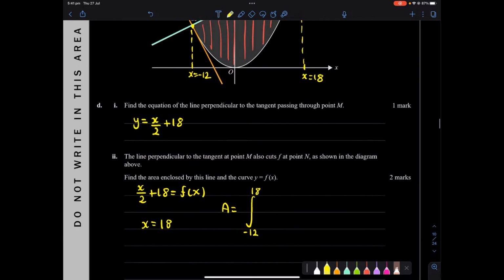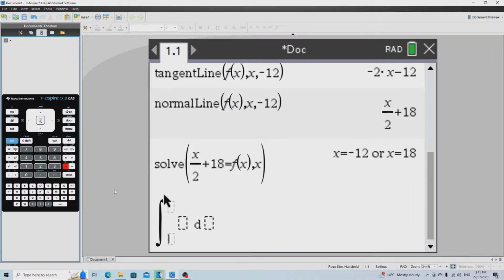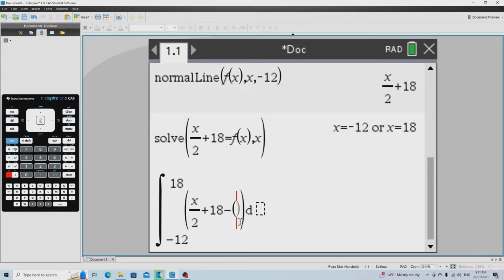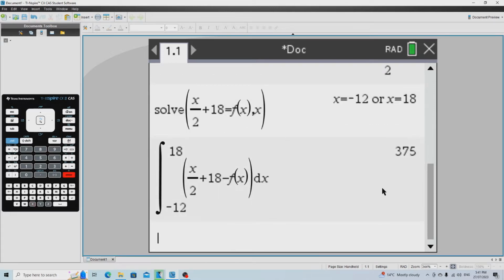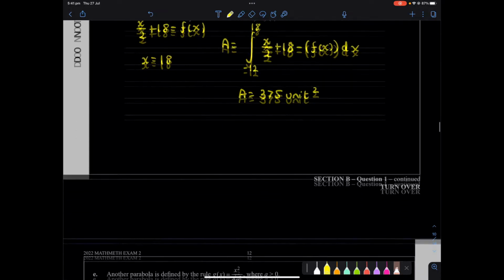So it is x over 2 plus 18 minus your lower function, which is your f of x, which we will just write f of x dx. Therefore your area, so I'm going to do it on my calculator. From negative 12 to 18, put this function over here, minus f of x, comma x. So 375. So 375 units squared. That should give you 2 marks.